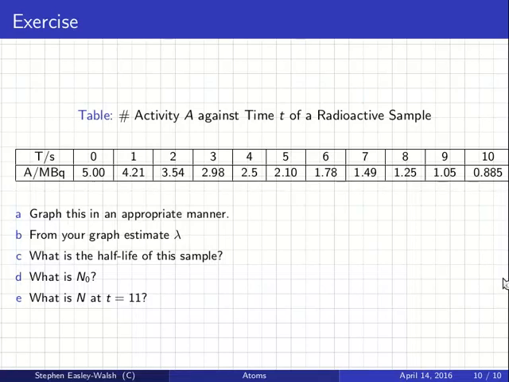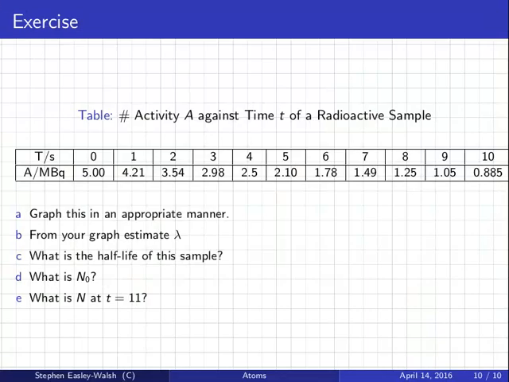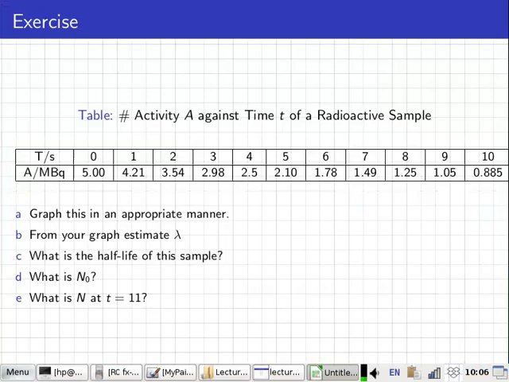Okay. Just the one graph for this one, was it? Yeah. That's okay. So our first column is time in seconds, and the second one is activity in mega becquerel. And the time goes in ones all the way up until 10, isn't it? And what's the activity here?